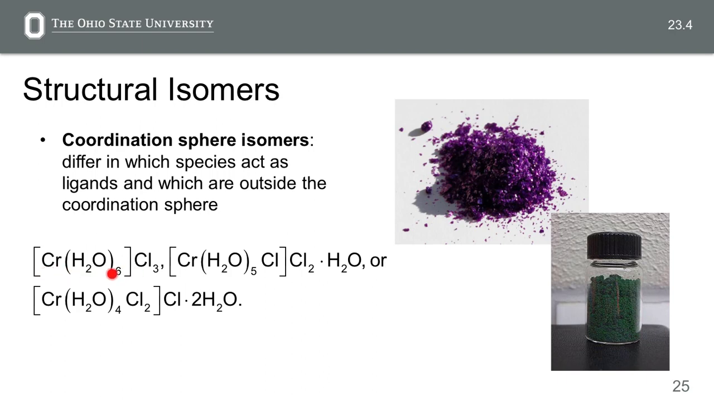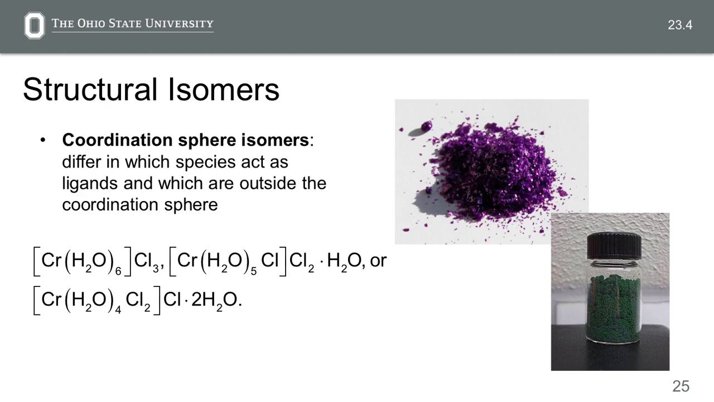We have a hexaaqua chromium compound with 3 chlorines outside of the coordination sphere. That's one type of way we can arrange 6 waters and 3 chlorines around this complex. The other way is to do 5 waters bonded to the central chromium, 1 chlorine bonded, and then 2 chlorines and 1 water, or so on and so forth, 4 water with 2 chlorine, 1 chlorine, and then 2 water outside of the coordination sphere.